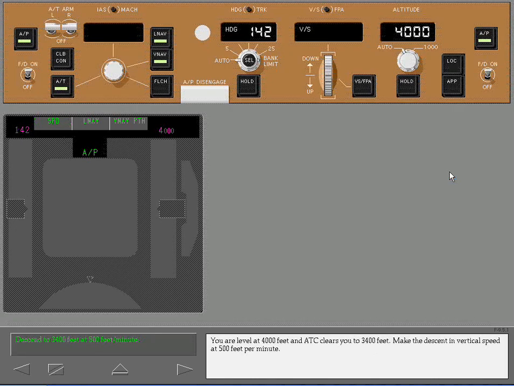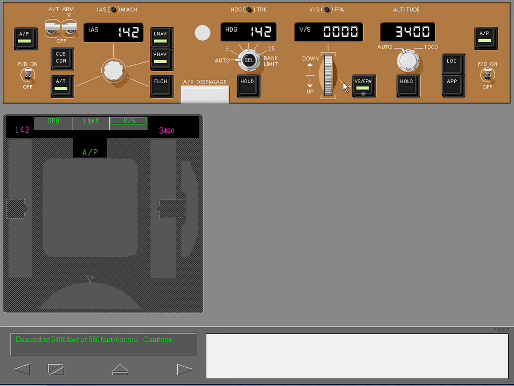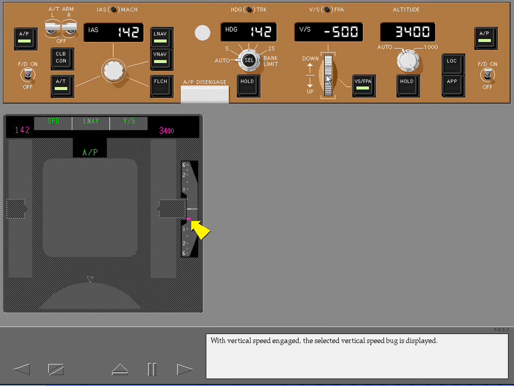You are level at 4,000 feet, and ATC clears you to 3,400 feet. Make the descent in vertical speed at 500 feet per minute. With vertical speed engaged, the selected vertical speed bug is displayed.